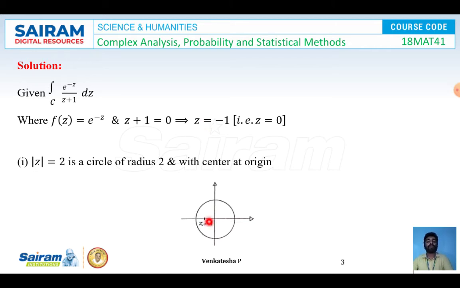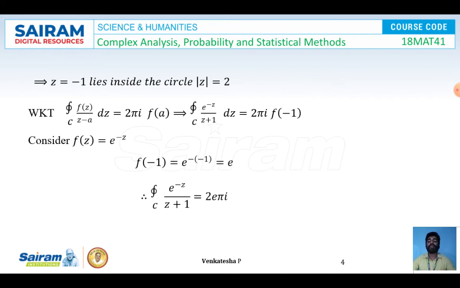In the xy plane, I'm plotting the circle of radius 2 with center at origin. Now I'm taking the point z = -1, which means (x, y) = (-1, 0). It means the point lies on the negative x-axis. The point will come here because this curve has a radius of 2. Hence the point z = -1 lies inside the given curve |z| = 2.